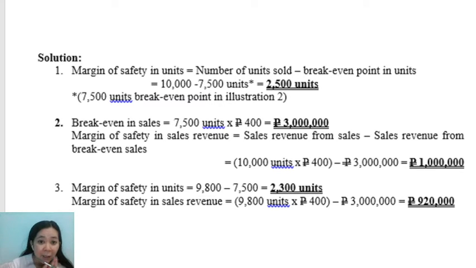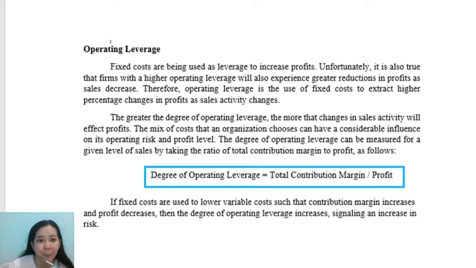Okay, please take note of our formula. I would like to repeat: margin of safety in units is equal to number of units sold minus the break-even point in units. For margin of safety in sales revenue, we have sales revenue from sales minus sales revenue from the break-even analysis. Then the second approach to mitigate the risk and uncertainty is operating leverage.